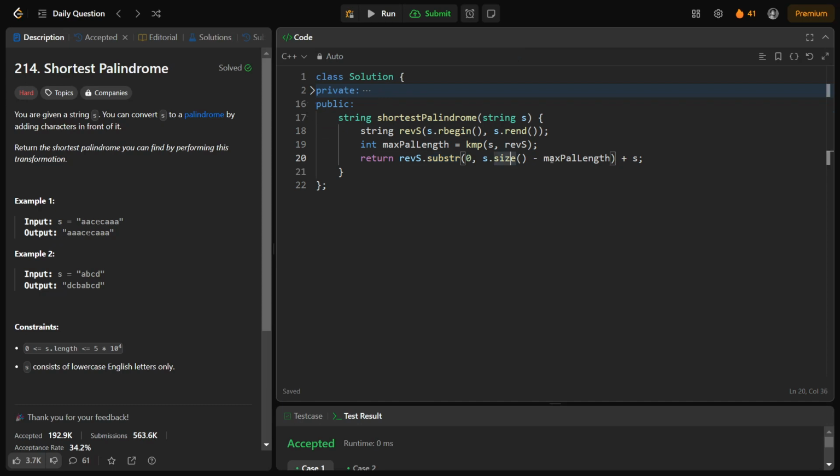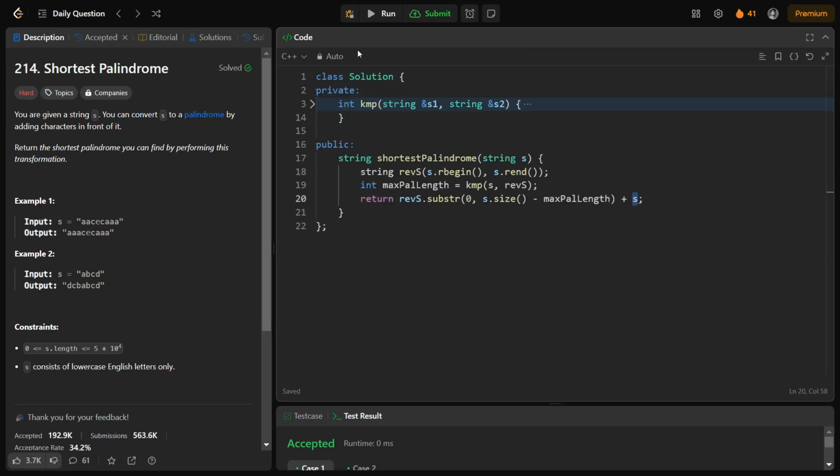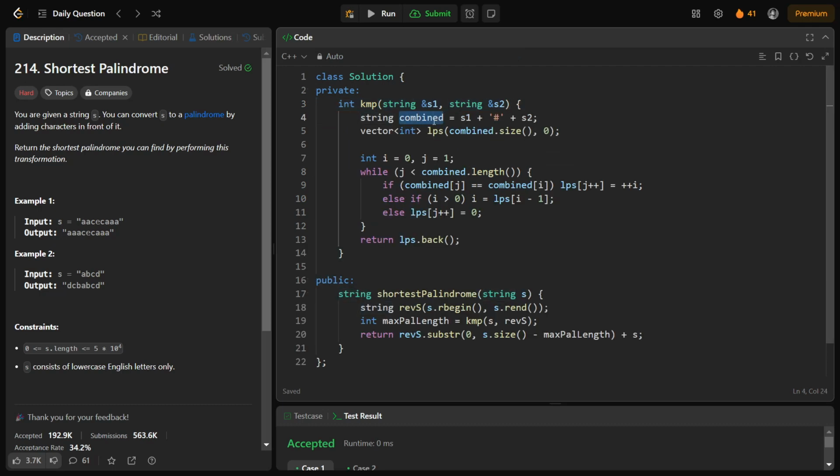This is that part, and we are just taking the first s.size minus max pal length characters of the substring, and I'll append that to the given string, and that is what I'll return. Now the private function takes two strings by reference. Actually you could add a const in front of this as well, because you're not manipulating the string, but anyway. Now I create a combined string which is s1 plus the separator and s2.